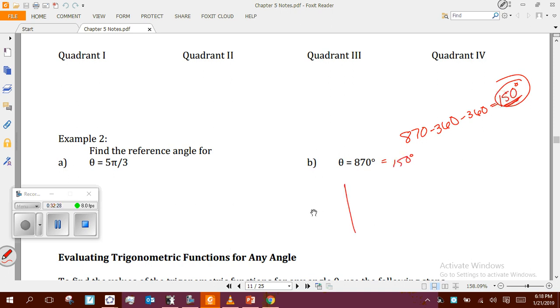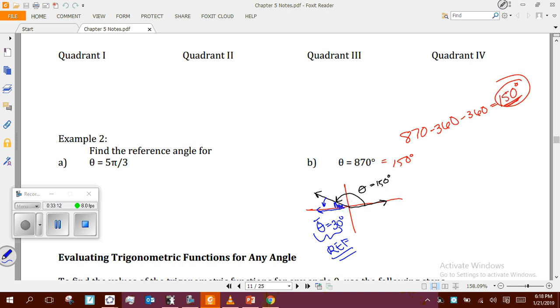Now I'm going to lay that picture out. So here's my initial ray. My terminating ray would be there. So this would be theta. Okay, so theta is 150 degrees. Now, I don't know much about theta, but what I do know a lot about is that angle right there. Because if I think about that, that blue angle is what we call theta bar. If that's 150, how many degrees do you need to take that ray right there to allow it to become the negative x-axis? You need to rotate that another 30 degrees. So theta bar would be 30 degrees. 30 degrees, then, is your reference angle, okay?